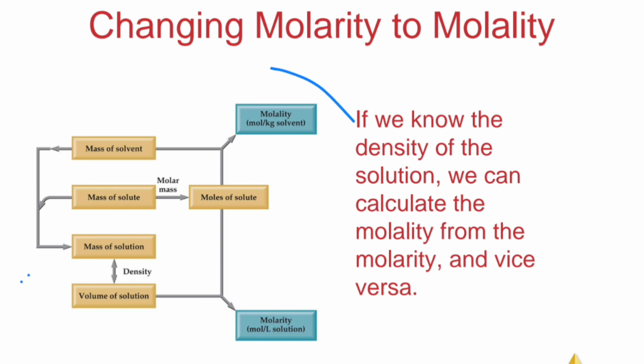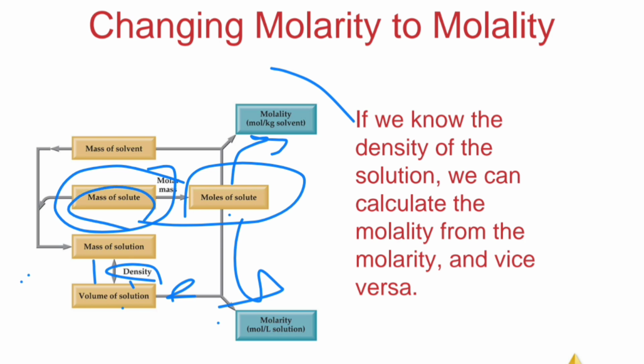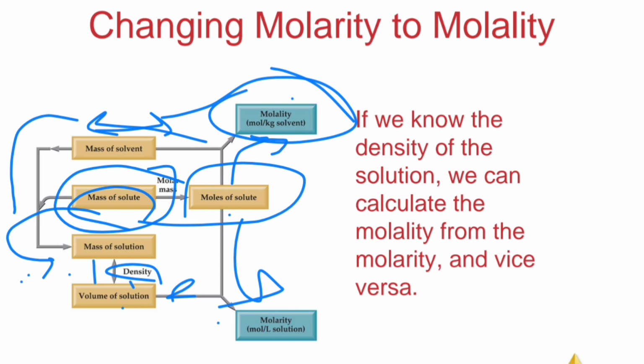If we have the mass of solute, we can calculate moles. If we find moles, we can calculate molality. If we find moles, we can also calculate molarity. By having this we can find volume, and by having volume, using density, we will find mass. If we have mass of solute, we can find mass of solution, and if we have mass of solvent, we can find molality as well.